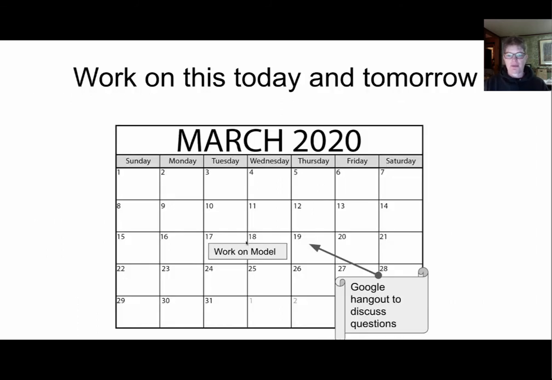So think about working on the model today, tomorrow, whatever works in your schedule, and then Thursday we'll figure out how we're going to do one of these Google Hangouts. Pretty sure I can handle it. I've already added Google Hangout to my Chrome extension. You might want to do the same thing.